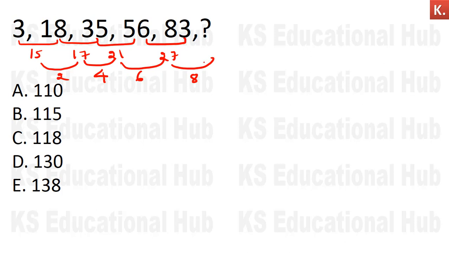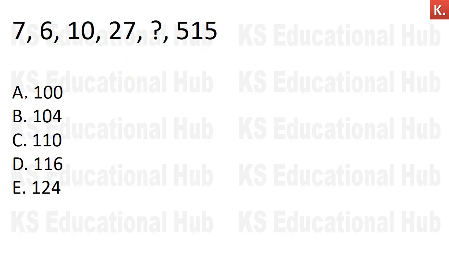So 27 plus 8 is equal to 35. So add 35 to 83. 5 plus 3 is equal to 8, and 8 plus 3 is equal to 11. So the answer has to be 118. That is option C here. Right? Here's the next question.